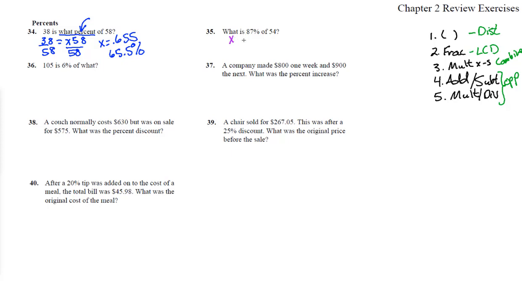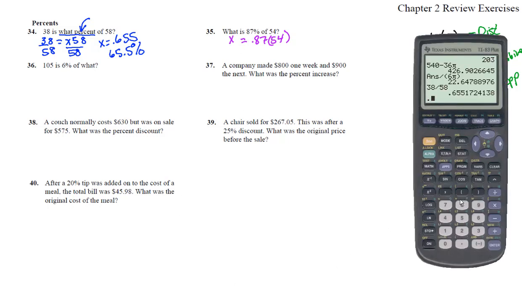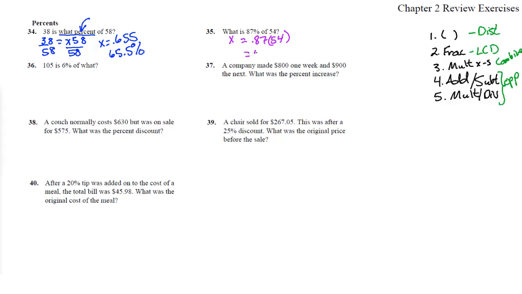All right, number 35. What is 87% of 54? Notice this is not even an algebra problem. This is just 87% of 54. So 0.87 times 54. That is 46.98.